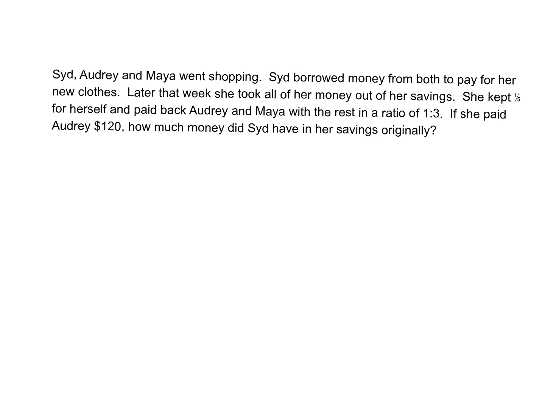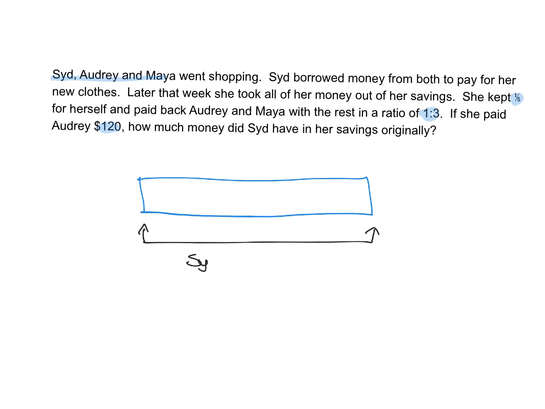So once again, I'm going to look at what those key pieces are. We know that Sid, Audrey, and Maya are sharing money. We have a ratio of 1/5, and then we also have a ratio of 1:3, and we know that Audrey was given $120. As I'm looking through this, I want to think of how I'm going to model this. I want to model it with Sid's total savings. So I'm going to draw a box, and this box is going to represent Sid's total savings.